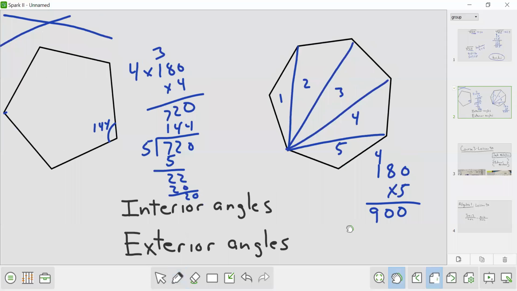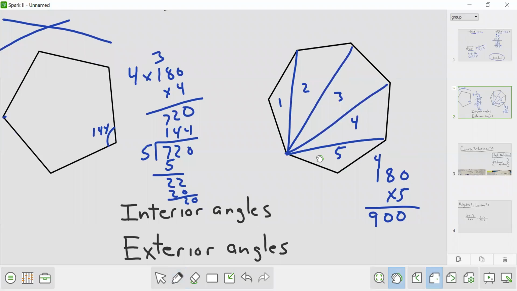All right. Well, what kind of shape is this? It's got 1, 2, 3, 4, 5, 6, 7. So it's a 7-sided shape. To figure out how many degrees each angle is, I would have to do 900 divided by 7.